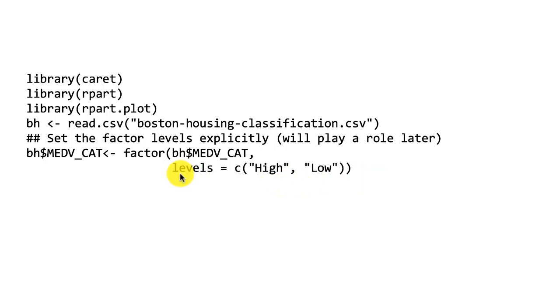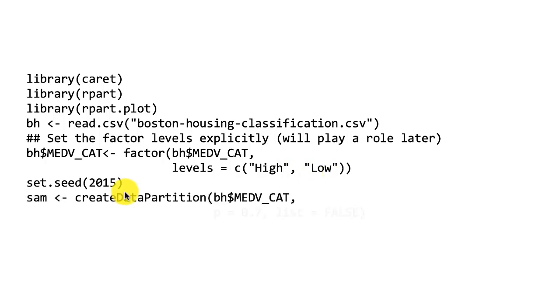Now the order doesn't matter. It is just that we need to know what the order is. Don't confuse this with the positive or negative class. This has nothing to do with the positive or negative class. Here we are just setting the levels explicitly. It could very well be set as low, high or high, low. It doesn't matter. It's going to only play a role when we specify the costs. That's when we'll come back to this. For now, don't worry about it. We'll come back to this at the appropriate time and I'll talk about it.